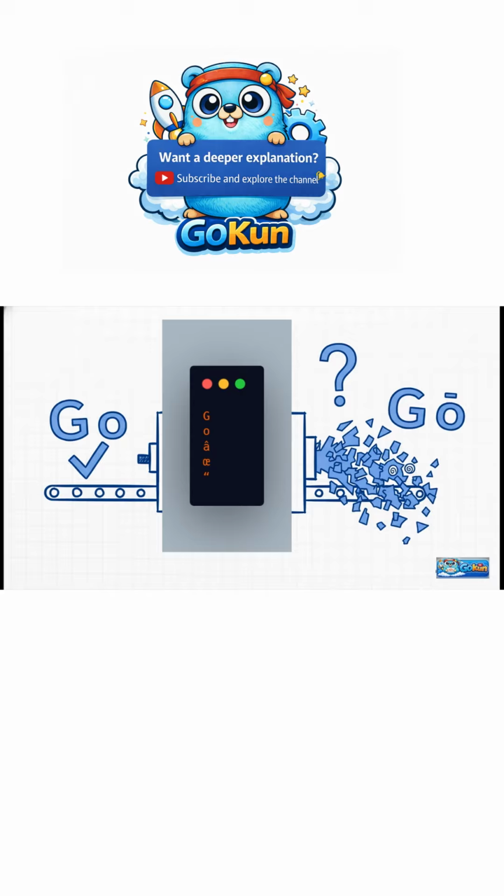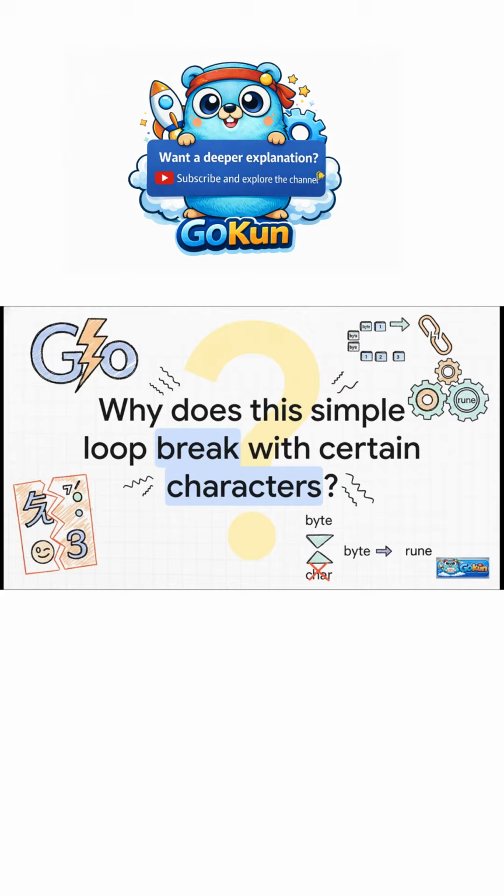I mean, G and O come out fine, but look at the check mark. It's totally mangled. So what in the world is going on here? And that's the big question, right? Why does this super common, simple-looking loop just completely fall apart with certain characters?